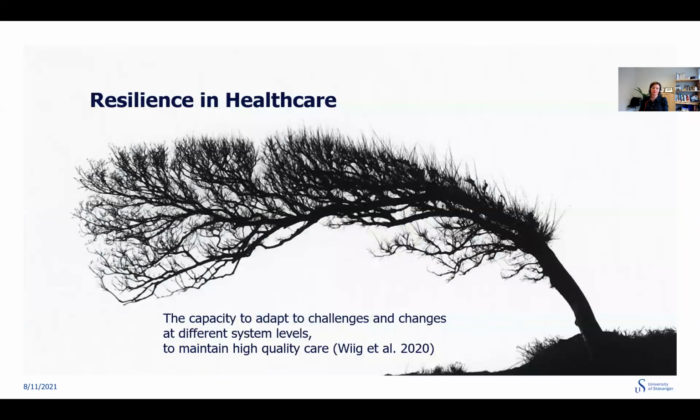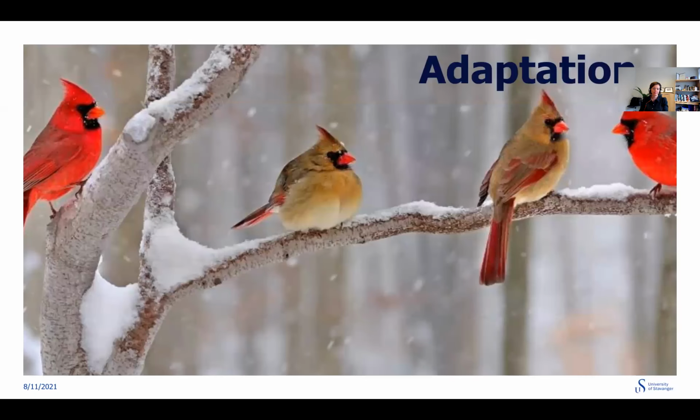Resilience in healthcare is defined by Wiig et al. as the capacity to adapt to challenges and changes at different system levels in order to maintain high quality care. This definition underpins adaptation as fundamental for achieving resilience in healthcare, which makes up the focus for this study. Adaptation is therefore crucial for resilience. However, our understanding of adaptation in healthcare remains quite underdeveloped.